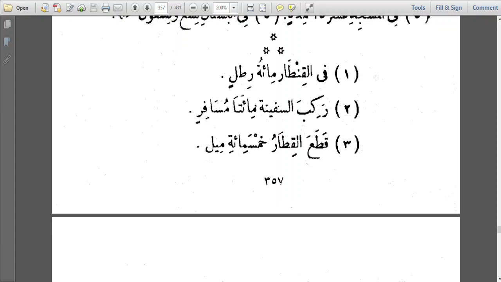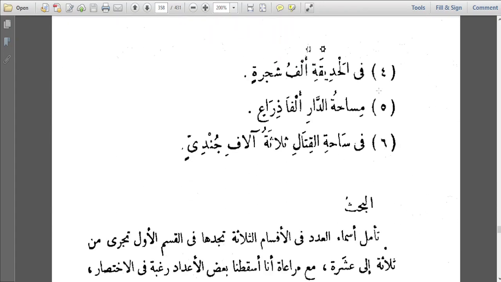Qata al-qitaru 500 ميل. Mil means mile. The train crossed a distance of 500 miles. Qata here means not cut. When we are talking about distance and we use قطع, it means to cross a distance of. So the train crossed a distance of 500 miles.